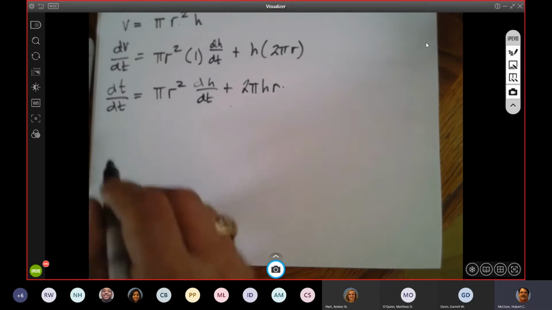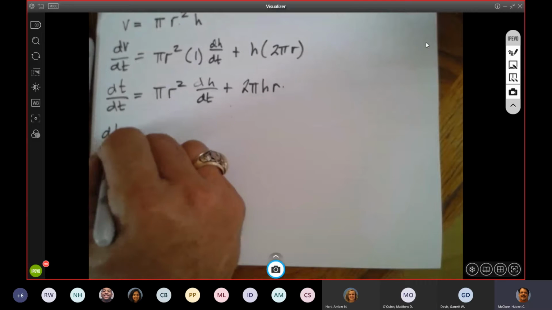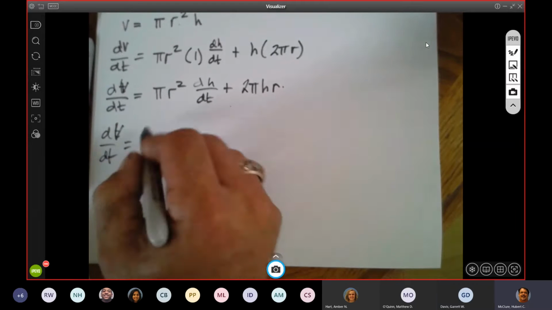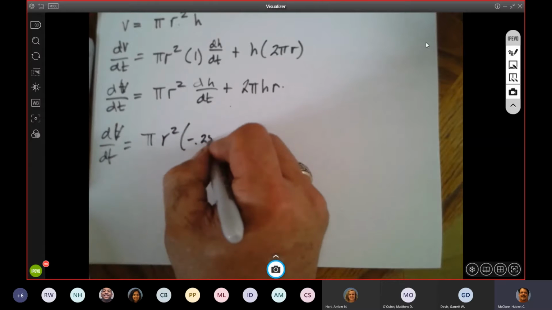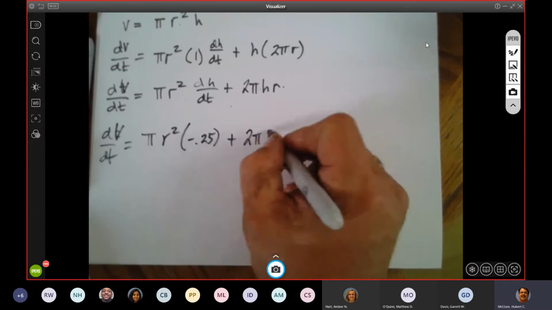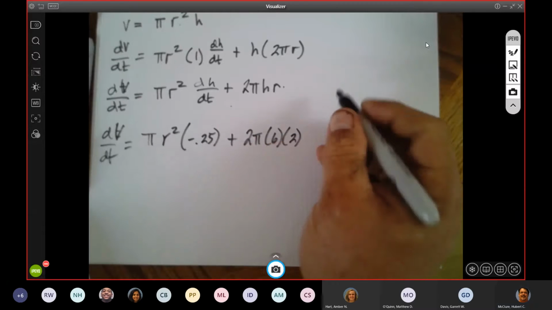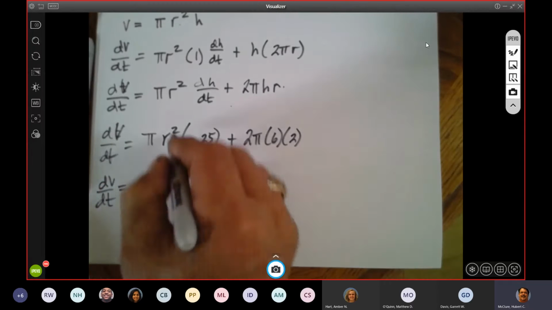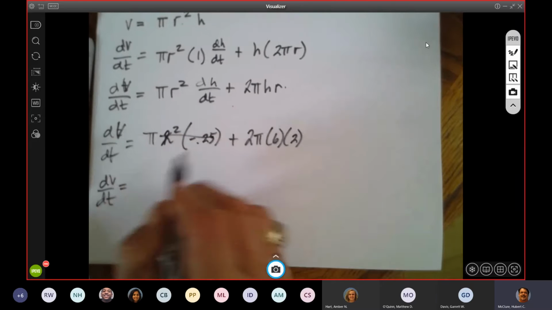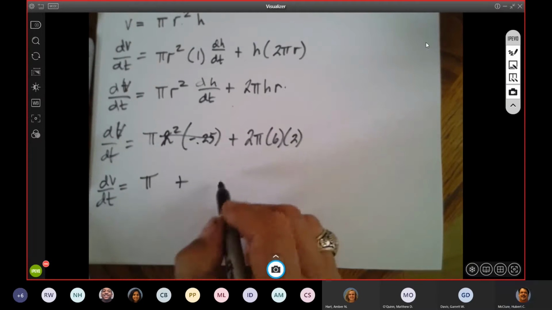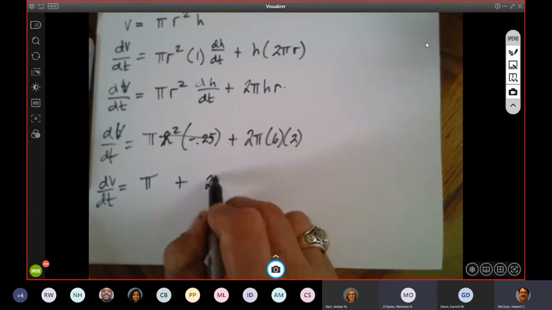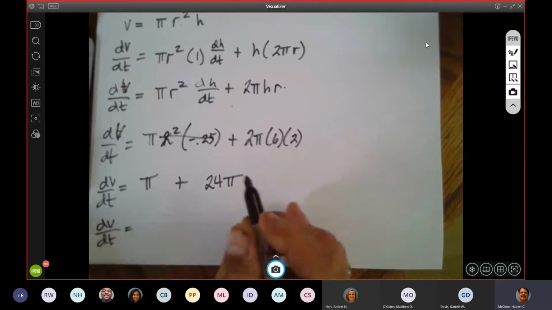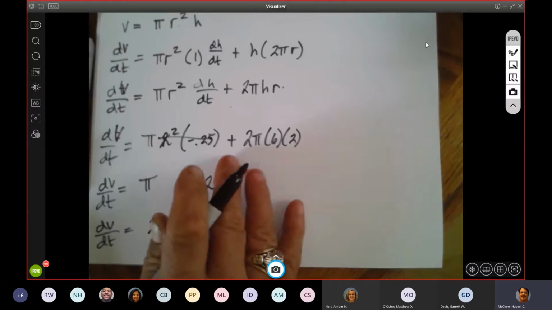Do you come out with plug and chug after that? Because that's going to be dV/dt equal to pi r squared times negative 0.25 plus 2 pi times 6 times 2. They're going to put 2 in here, that cancels. That leaves pi, plus 12 times 2 is 24 pi. I don't think this is right. I'll have to look and see. 25 pi, because I would think it would be decreasing, would it not?